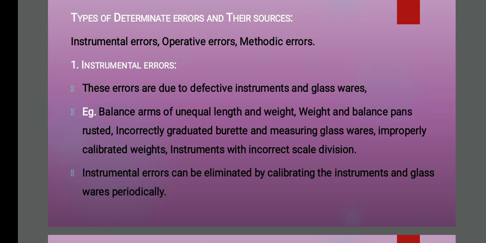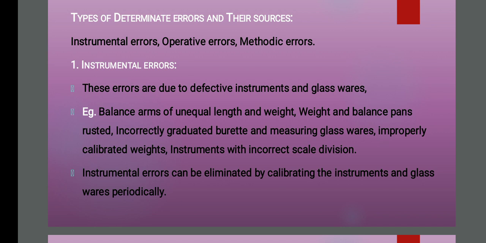Is it clear? So I'll repeat. Instrumental error is nothing but error caused because of a defective instrument or glassware. If our instrument or glassware is defective, we will get this kind of instrumental error. The main example: you can take a not properly graduated burette, or a pan. When you take a weight, there is a pan in the balance below, and similarly there will be a pan elsewhere. The pan should not rust. Rusting is nothing but corrosion, because if rust forms, the reading will not be correct. So this is said to be instrumental error. Is it okay? If you do proper calibration, this type of error can be avoided.